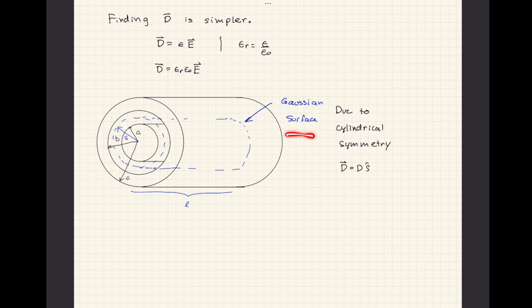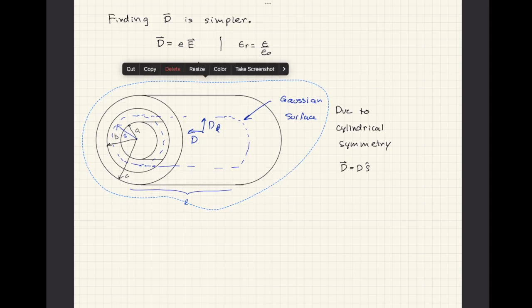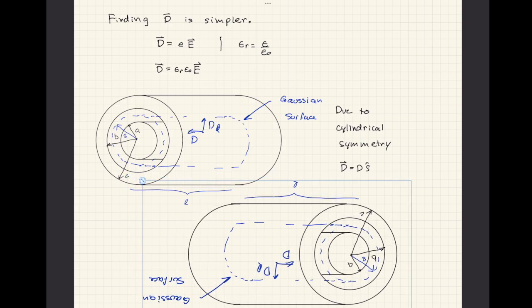Now, the next natural question is, in what direction is the D? And it turns out, due to cylindrical symmetry, D points in the s-hat direction. You may ask, why is there no z component of D, and why is there no phi component for D? Well, assume there is a z component and a phi component for D. You can take your cable and rotate it. And just by rotating it, you have completely changed the direction of your D. But your cable is physically identical to how it previously was.